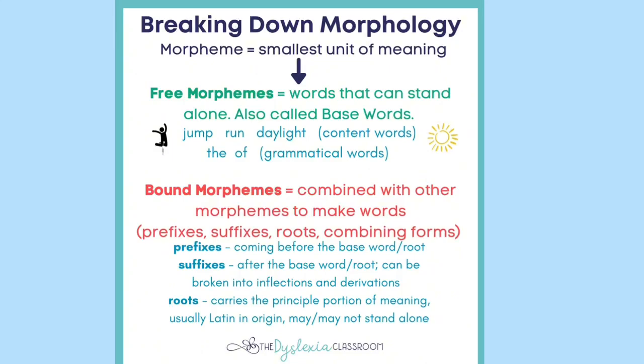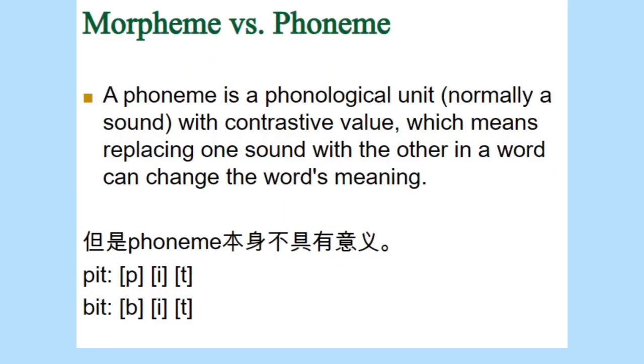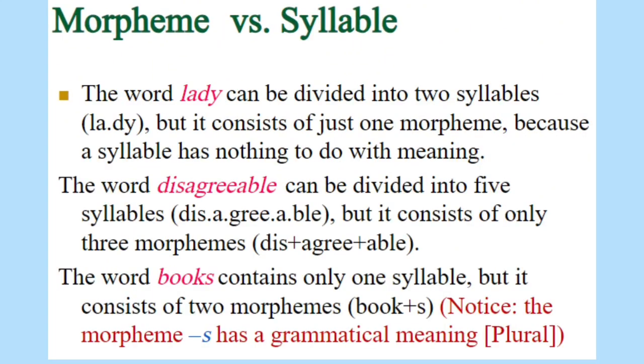So what are roots? Roots are words that carry the principal portion of the meaning, usually Latin in origin, and may or may not stand alone. Now let's see morpheme versus phoneme. A phoneme is a phonological unit, normally a sound with contrastive value, which means replacing one sound with another in a word can change the word's meaning. So pit and bit. So the words have changed.